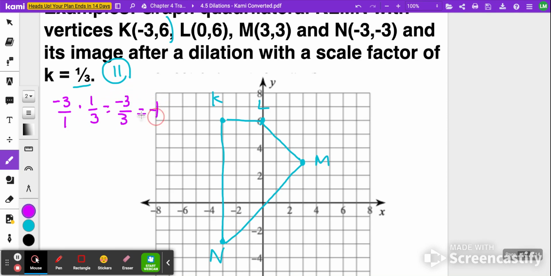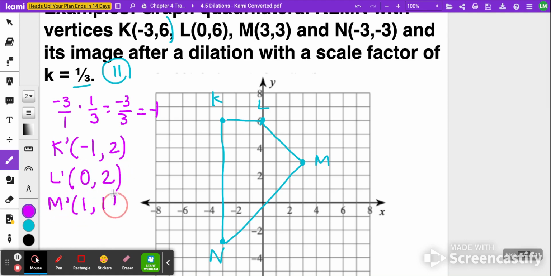So I would get, for letter K prime, -1, 2. L prime would be 0, 2. M prime would be 1, 1. And N prime would be -1, -1. Let's go ahead and plot these new points and see what happens. And here we have our new figure, or the image, of K', L', M', and N'. Notice it has been reduced to a third of the size.